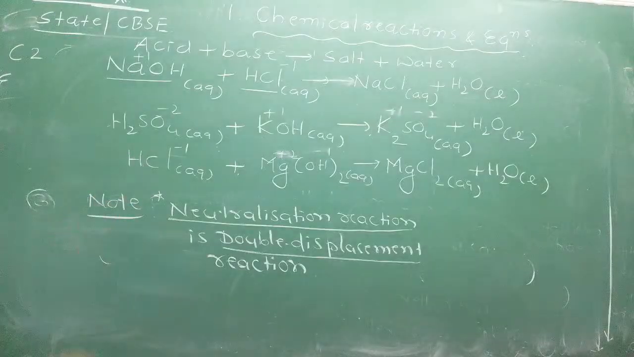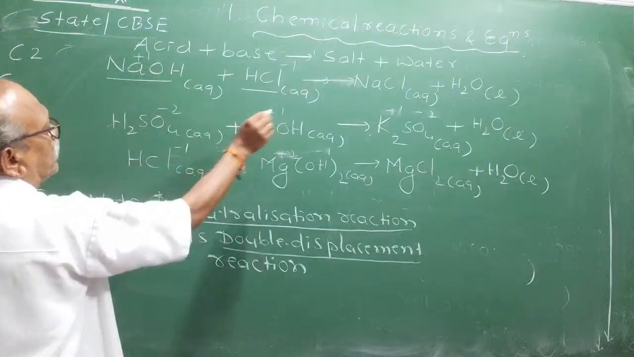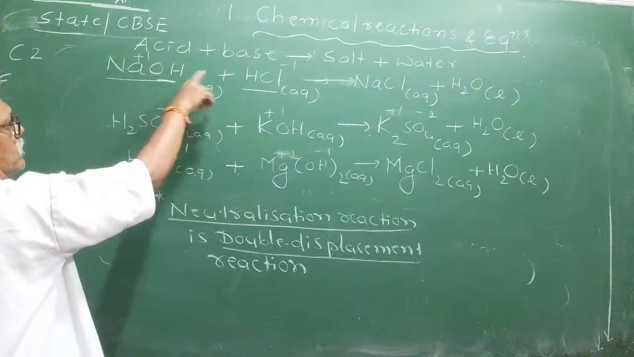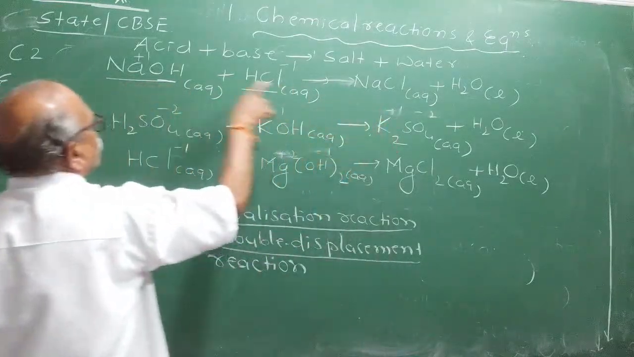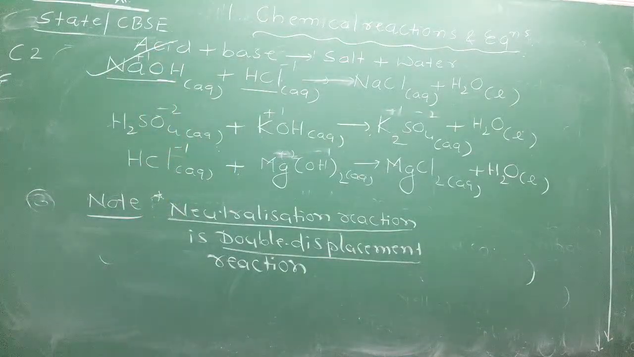Balance the equation. Check whether the first equation is balanced. Sodium 1 atom, 1 atom. Then hydrogen, two atoms, two atoms. Chlorine, one atom, one atom. Oxygen, one atom, one atom. First equation is balanced, need not touch it.